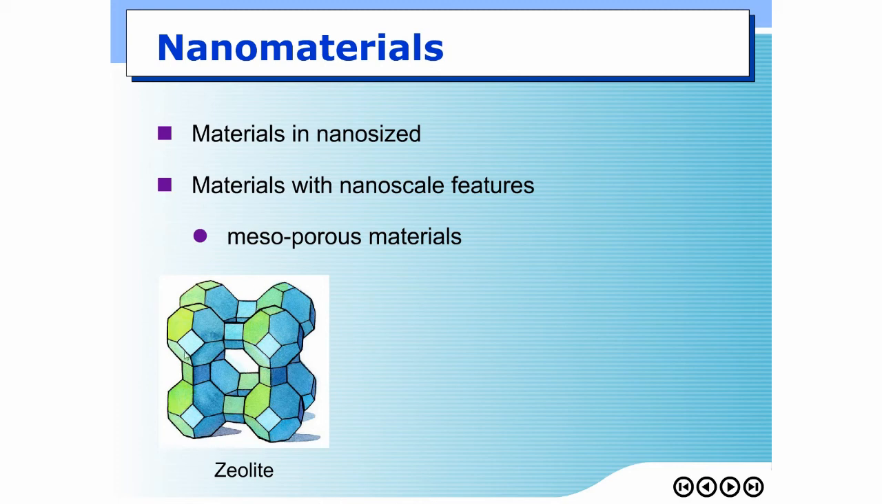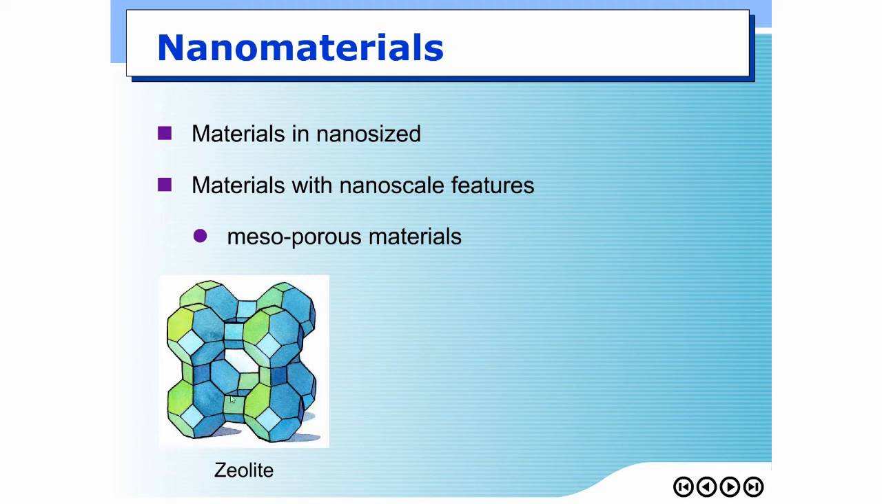In this picture, this is the atomic arrangement of zeolite. Zeolite is an aluminum-based and silicon-based material. Each corner here is an atom. These atoms form a cage.